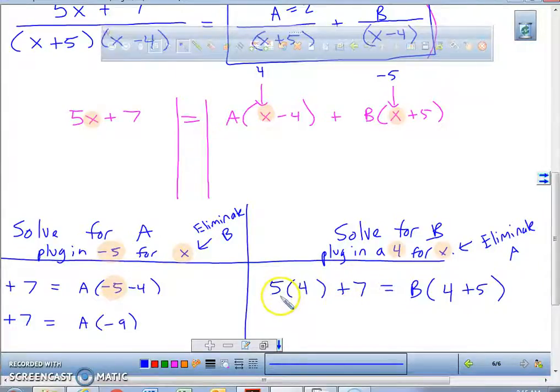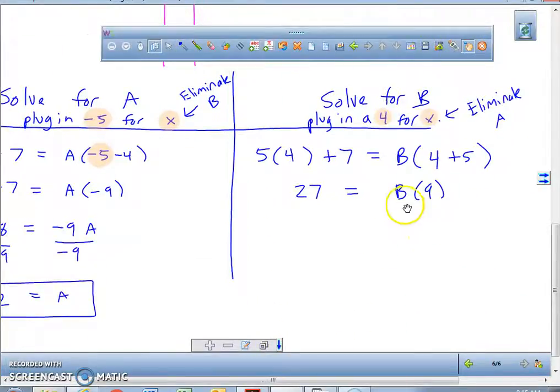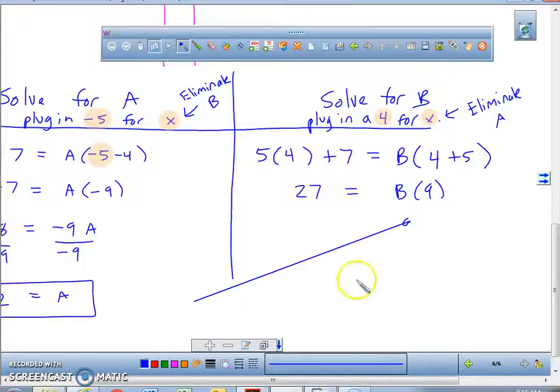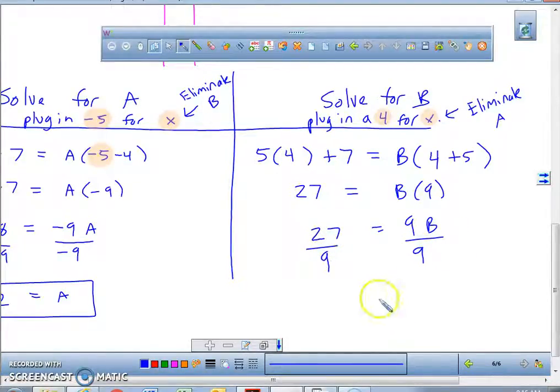So right now I have 20 plus 7, which is 27. Here I have B times a 9, which means I have 9B. So we have 9B equals 27. You divide both sides by 9, and B equals 3.